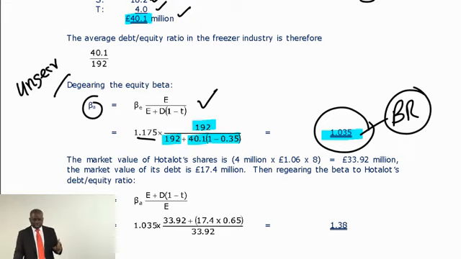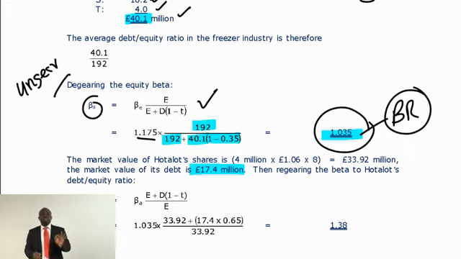So Hot Alert, have you got debt? Yes, Hot Alert has got debt, a bank loan of 17.4 million, and Hot Alert has got equity. So as long as they've got debt, there is a financial risk. There will be the need for us to re-gear to bring in that financial risk that we will face. So we need the debt to equity, using the same formula. What is its debt? Its debt is the bank loan of 17.4 million.